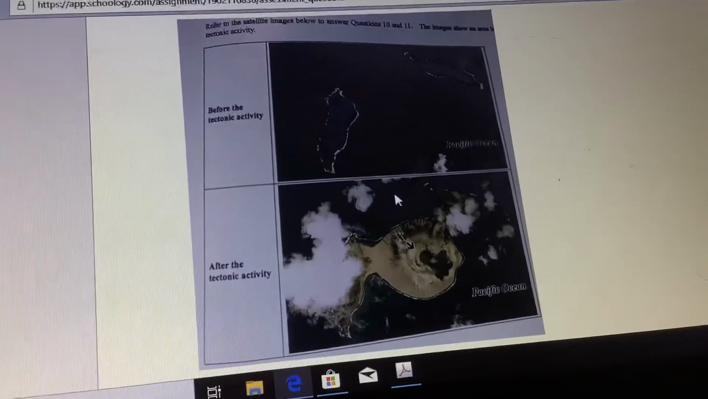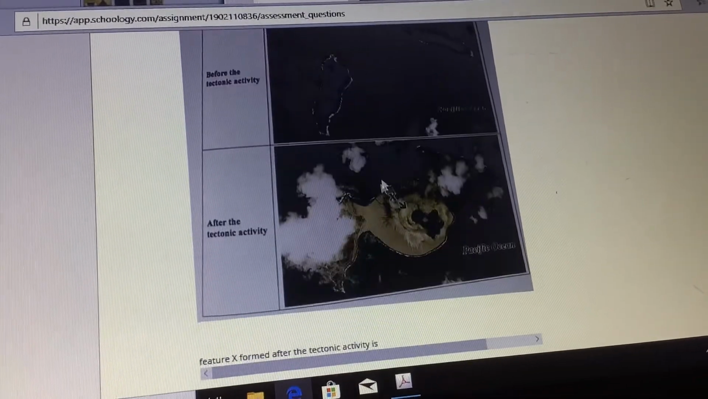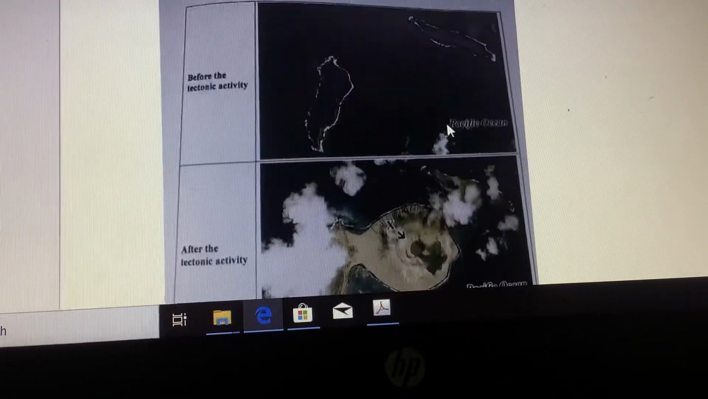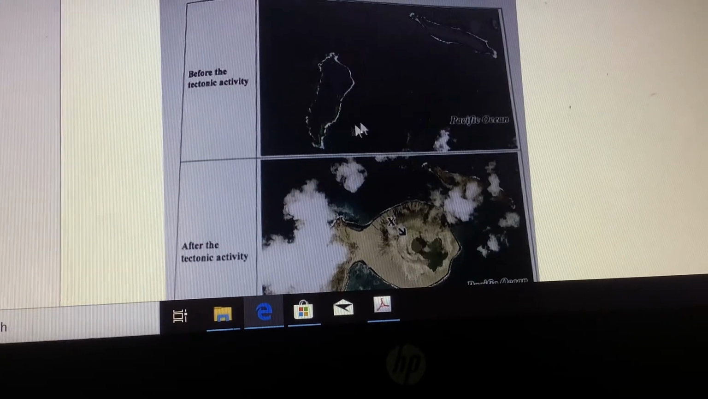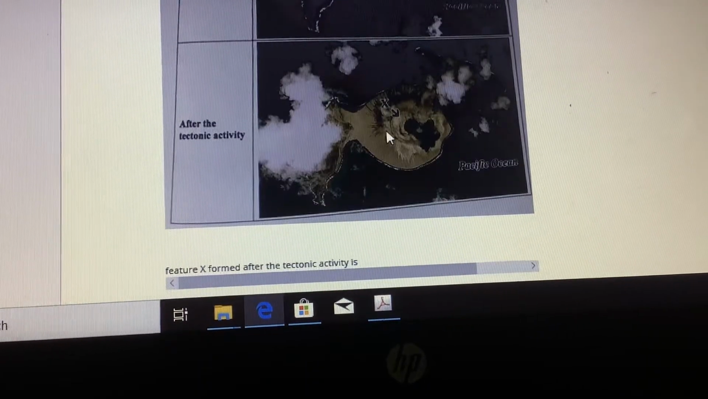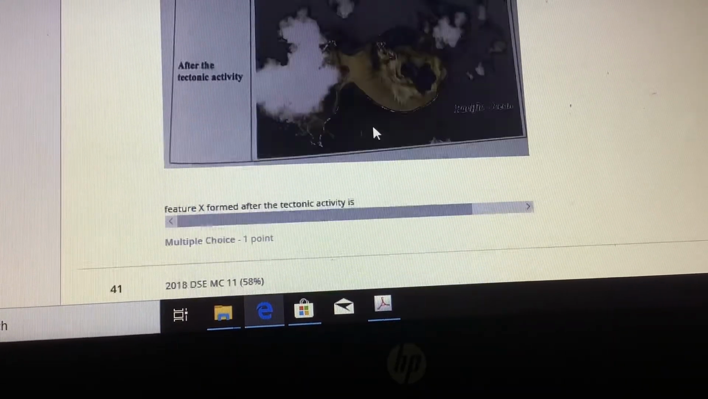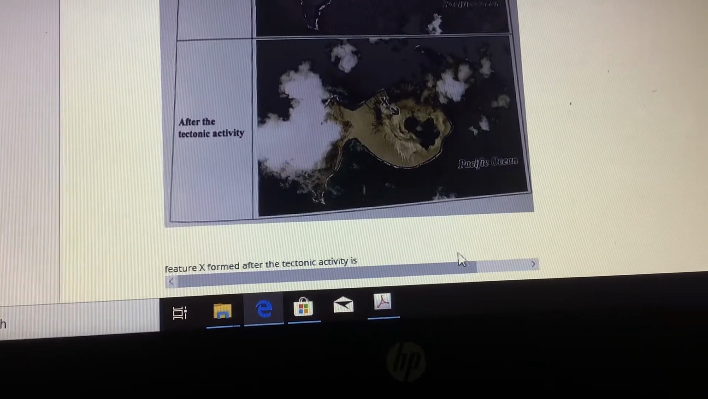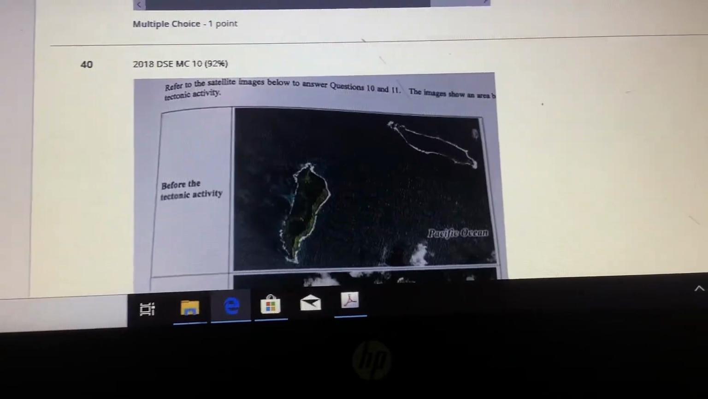And you can see this one is talking about volcanoes. Originally, nothing was there, just some sea. I think it should be about the Japan Sea. And the feature X formed after the tectonic activities. I need to pass to the answer. Wait a minute.